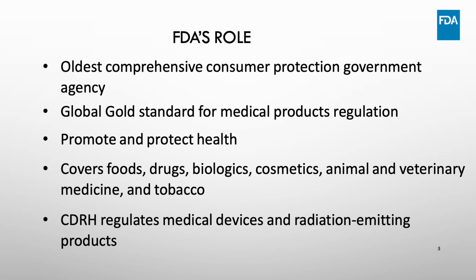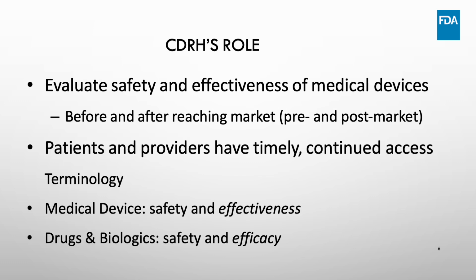The scope is broad and covers foods, drugs, biologics, cosmetics, animal and veterinary medicines, tobacco, and of course, medical devices and radiation-emitting products. Those products are regulated by the CDRH, which stands for Center for Devices and Radiological Health. CDRH accomplishes this mission by evaluating the safety and effectiveness of medical devices before they get to market and ensuring that they stay safe once they reach the market.